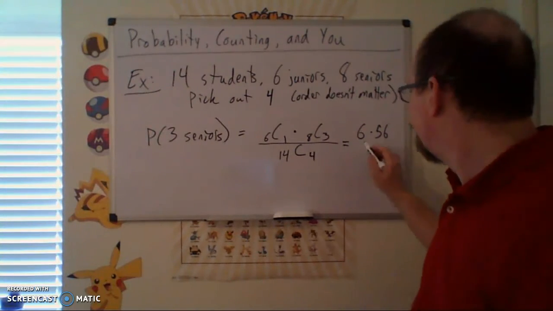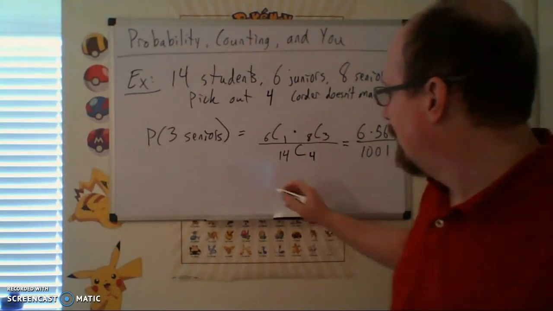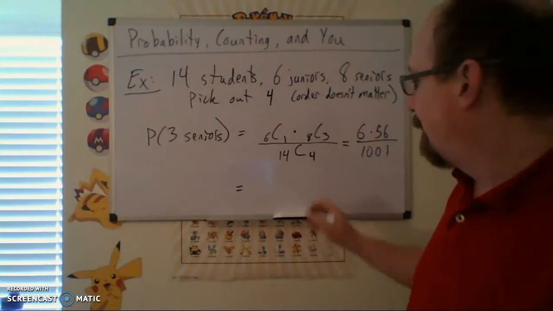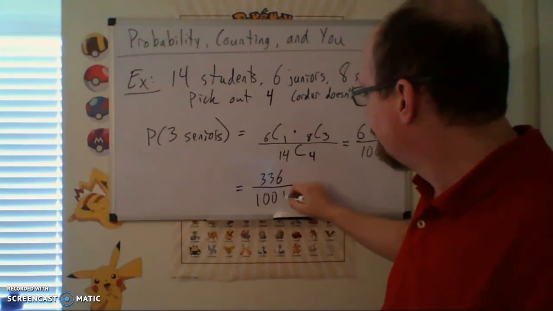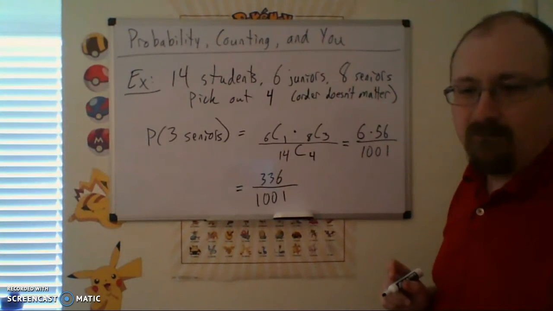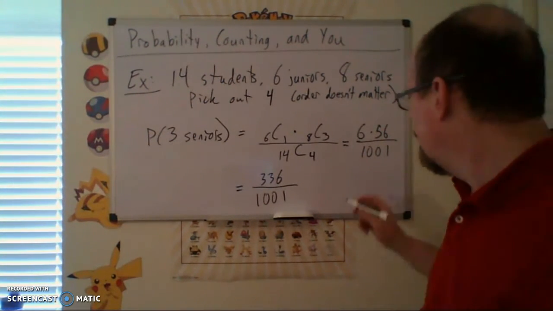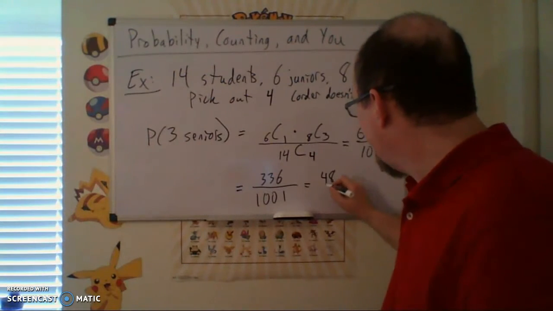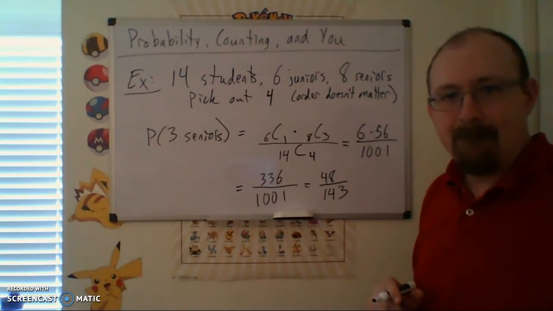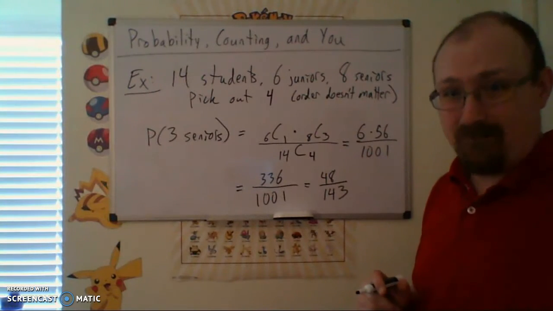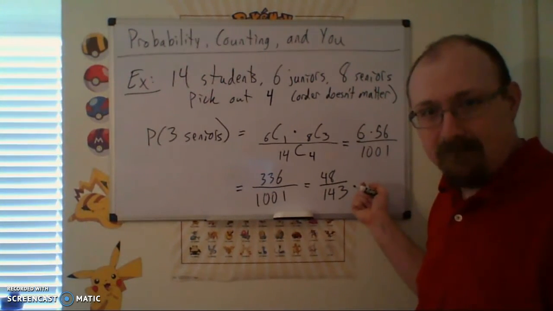So there we go. And down below, 14C4 is still 1001. When I work out the arithmetic up top, I get 336 over 1001. And then that actually reduces down again. So I got 48 over 143. Okay, so that's exactly 3 seniors. That's not what we're after. Notice I'm not putting my magic I'm done box around this number.